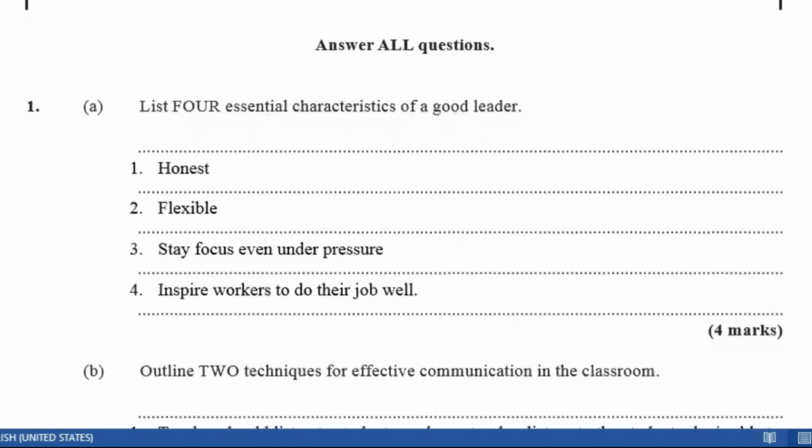All right. So, for there to be effective communication in the classroom, the teacher should listen to students. When a teacher listens to the students, she's able to check what they understand, build on their ideas, and even challenge or question them. So remember, this question is asking you to outline. And so if you're outlining, you have to expand briefly on your point.